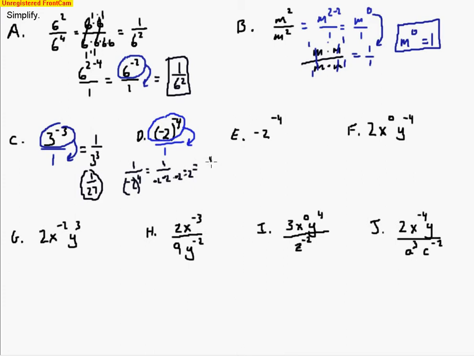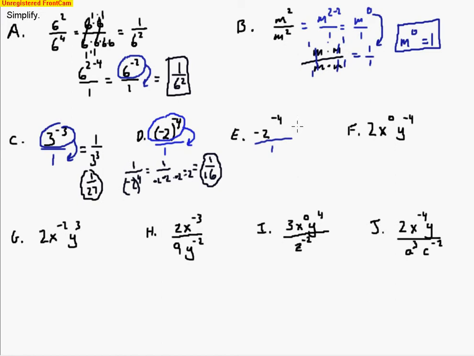So this would be 1 over 16 for our answer. Well, we have another scenario, though. Here, same problem, but no parentheses. Notice there's no parentheses here. So what this means is, first of all, let's go ahead and write this as a fraction.